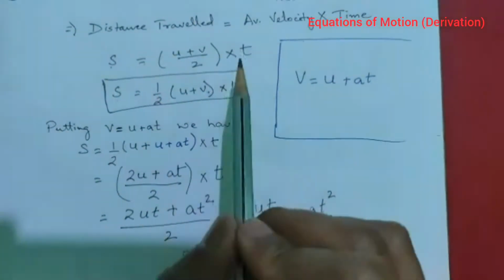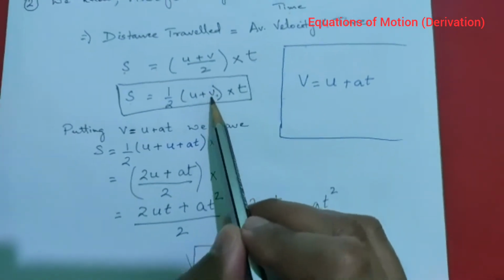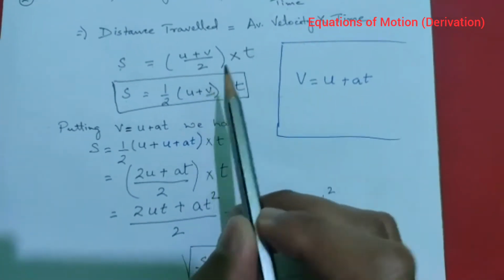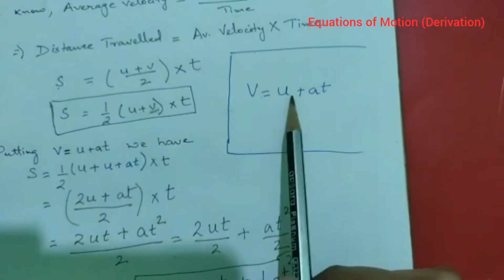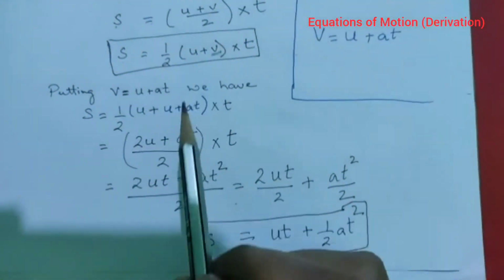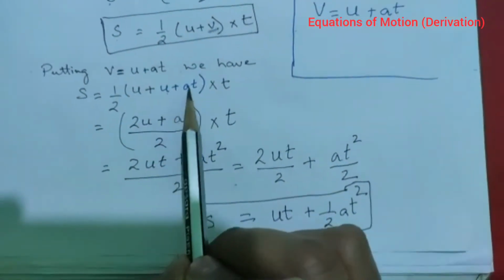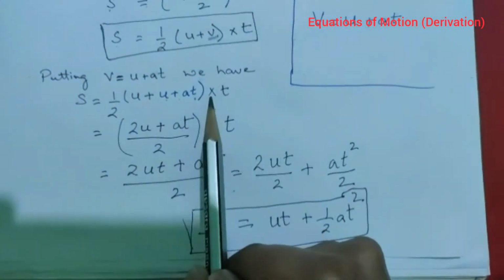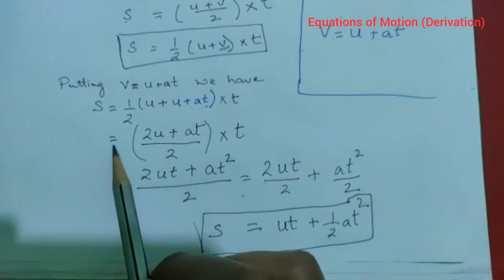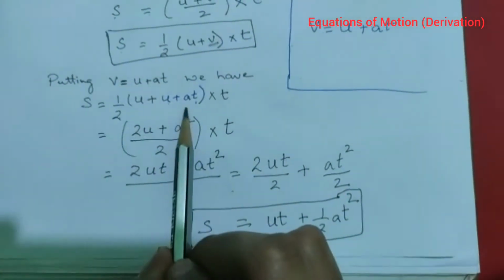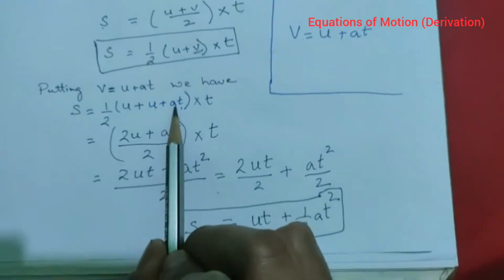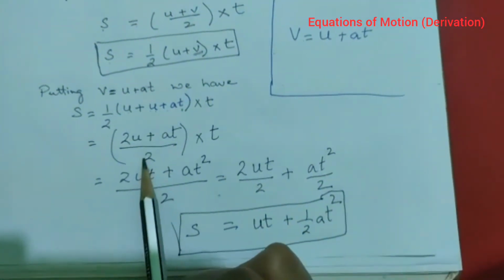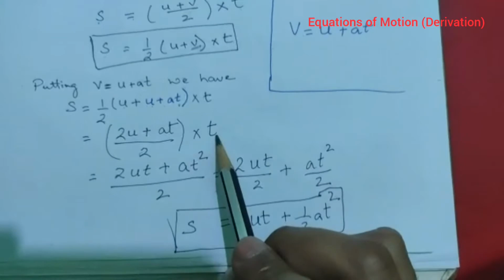Now if we substitute the value of v from the first equation, that is v equal to u plus at, instead of v we are substituting u plus at, and then we simplify. So we get s is equal to half, we have multiplied inside, so u plus u is 2u and at upon 2, multiplied by t.